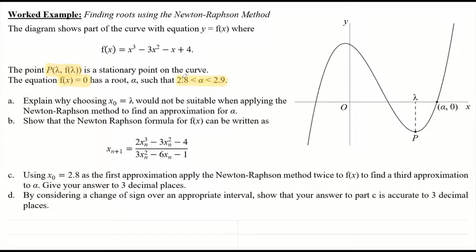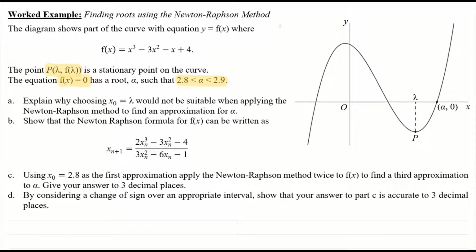All right. So the first thing to do is to explain why choosing x naught equals lambda would not be suitable when applying the Newton-Raphson method to find an approximation for alpha. Well, we saw this just on the previous page. We know that if we're using tangents, which is what the Newton-Raphson method does, to find x-intercepts of the tangents to generate new points on the curve whereby more tangents are drawn, those tangents have to intersect the x-axis in order to do that.